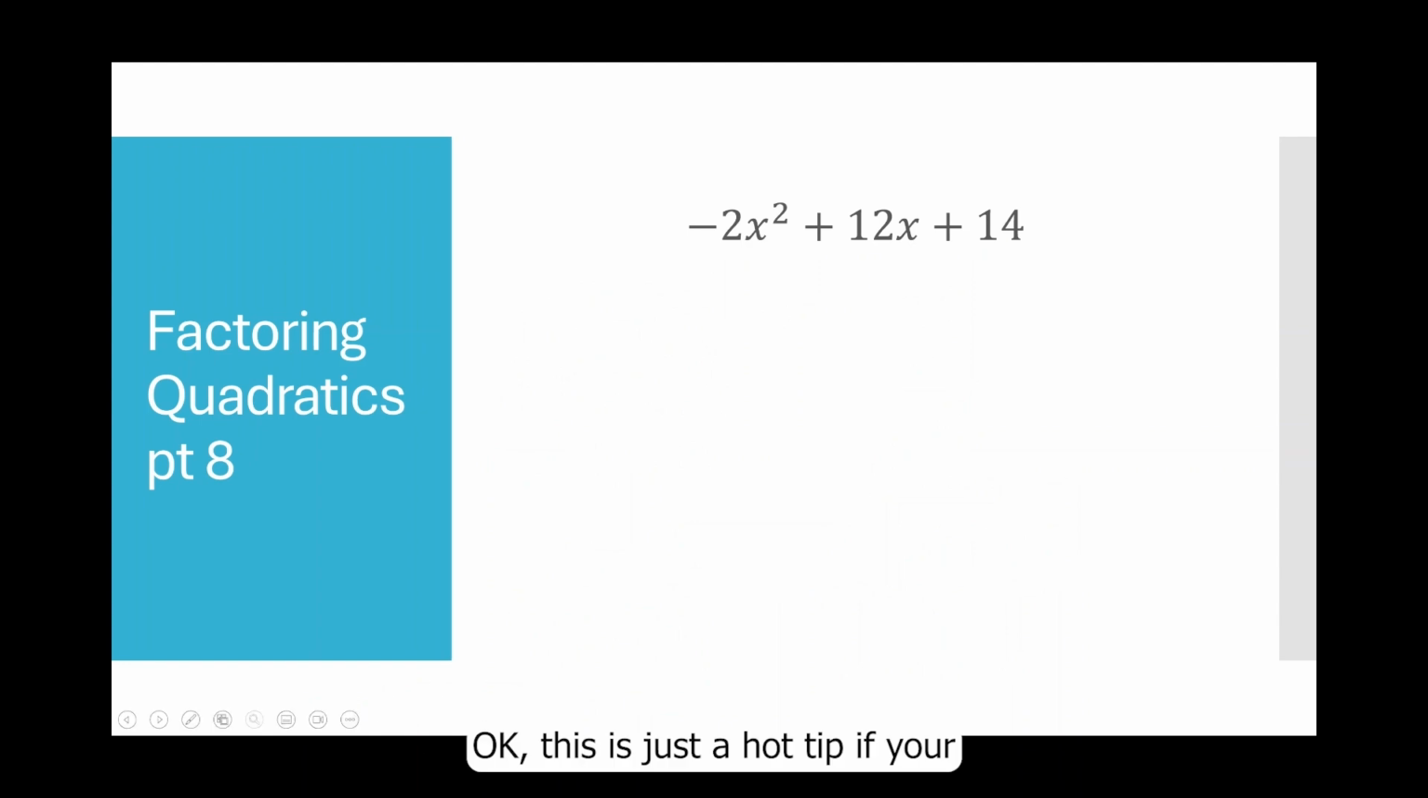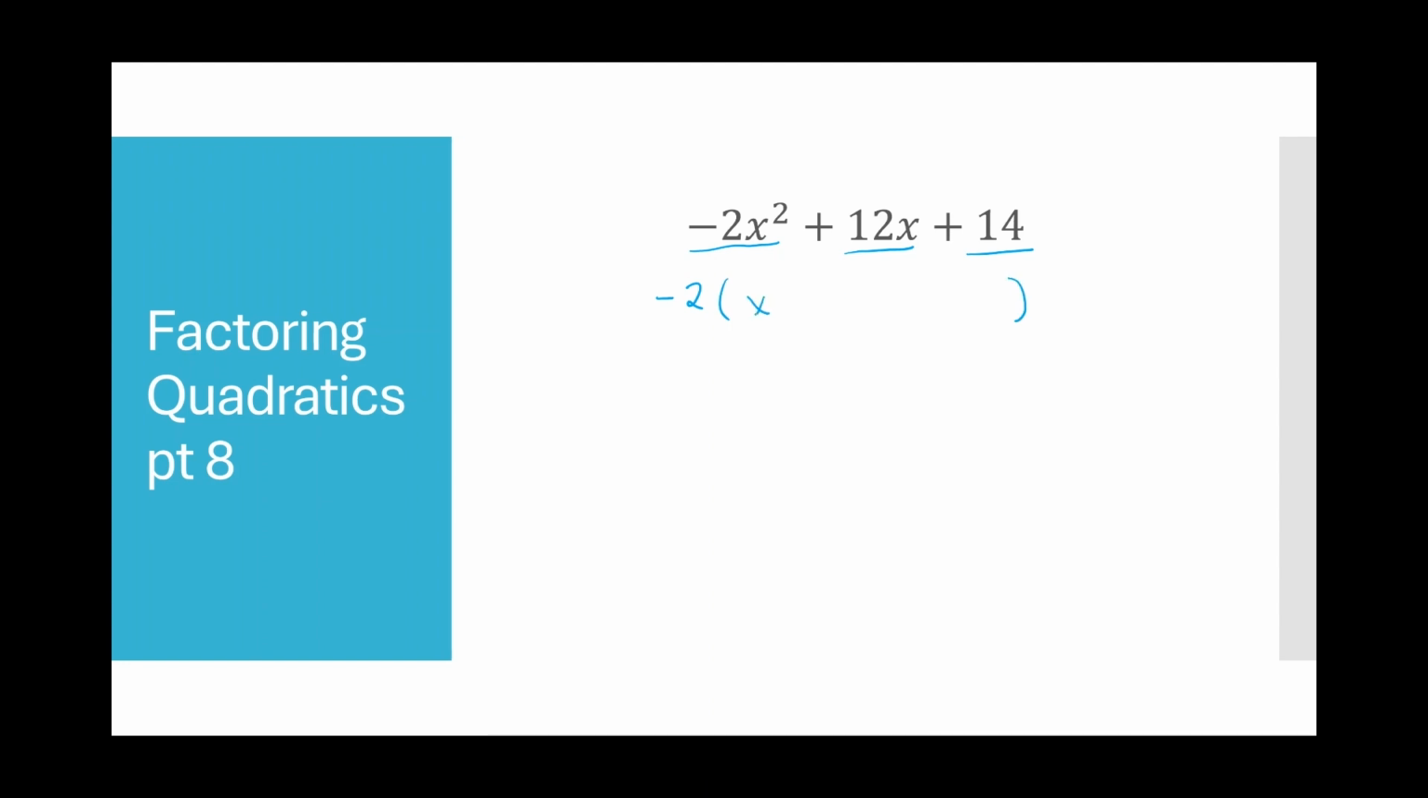Okay, this is just a hot tip. If your A is negative, I would factor out a negative number if you can, just to make your life easier. And in this one, we actually have a GCF in all of these that we could simplify by taking out the GCF, because 2 goes into all of these. And just because I want to, I'm going to take out negative 2 and see what I've got left. 12x divided by negative 2 is going to leave me negative 6x minus 7.